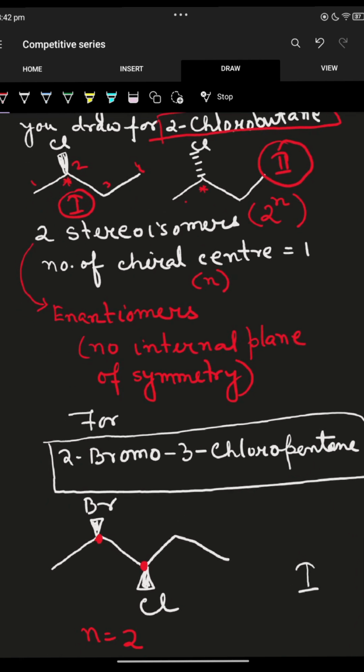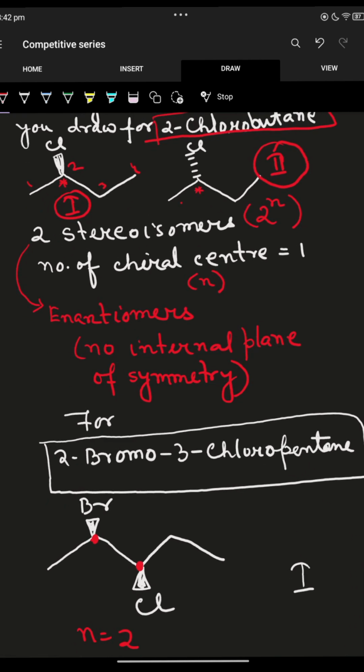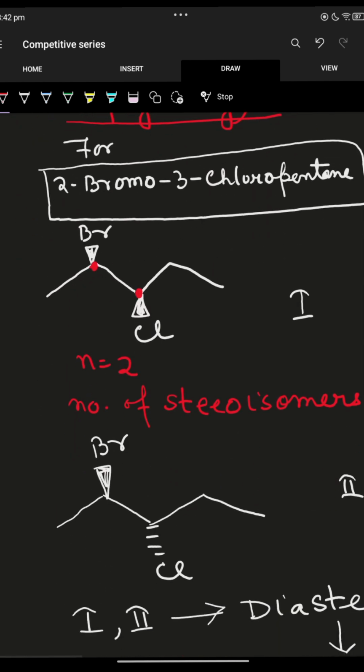So what is the relation between these two stereoisomers? Please notice that there is no internal plane of symmetry over here, so this is not meso, this is enantiomer. That is the relation.